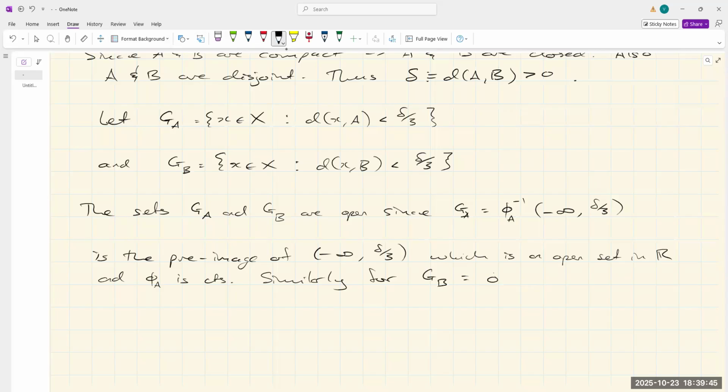So GB is the pre-image of phi B, which measures the distance between any point and the set B, of the set minus infinity to delta over 3. So GA and GB are open. Okay.